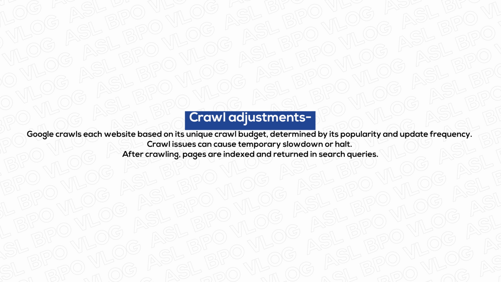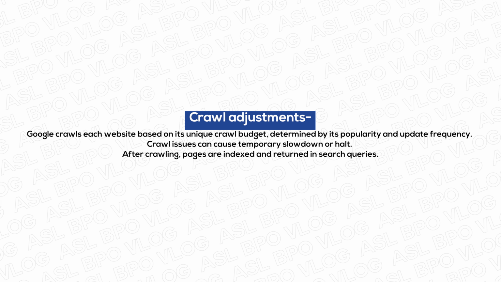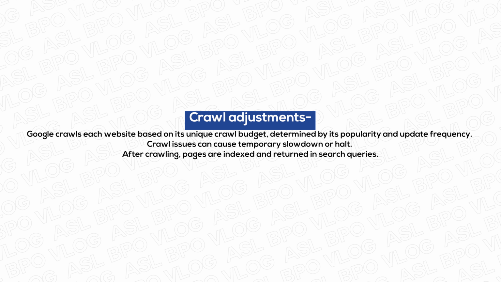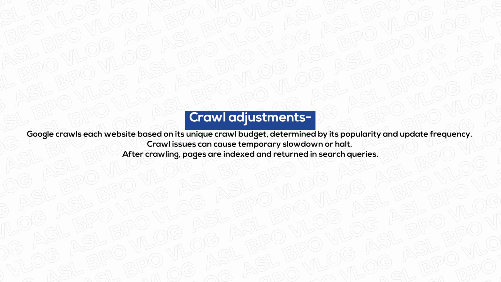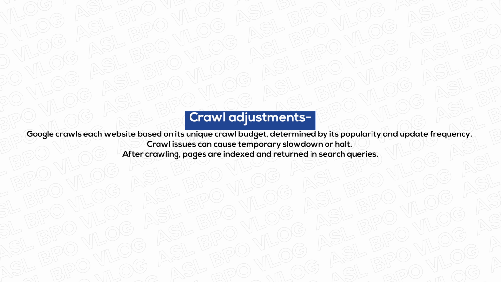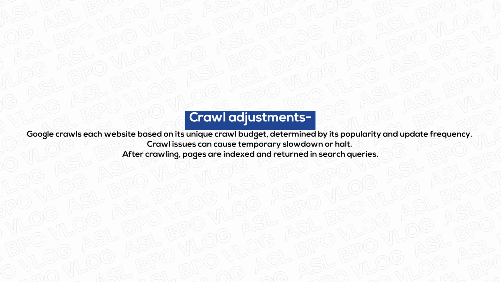Crawl adjustments. Google crawls each website based on its unique crawl budget, determined by its popularity and update frequency. Crawl issues can cause a temporary slowdown or halt. After crawling, pages are indexed and returned in the search engines.